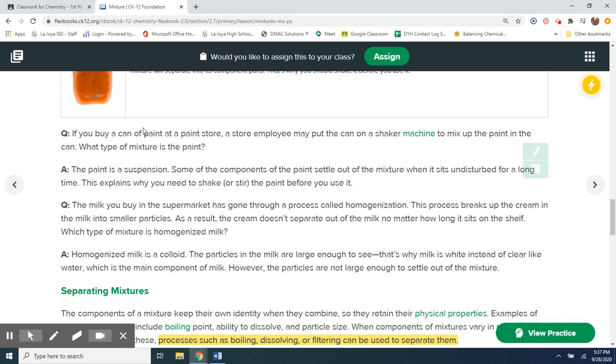So let's say you're going to a paint store to buy a can of paint. Sometimes the employees will ask if you want it to be shaken. Basically, the paint will settle out. So to make sure that the color is uniform, you want to shake that can of paint before you take it out of the store, because that is considered a suspension.